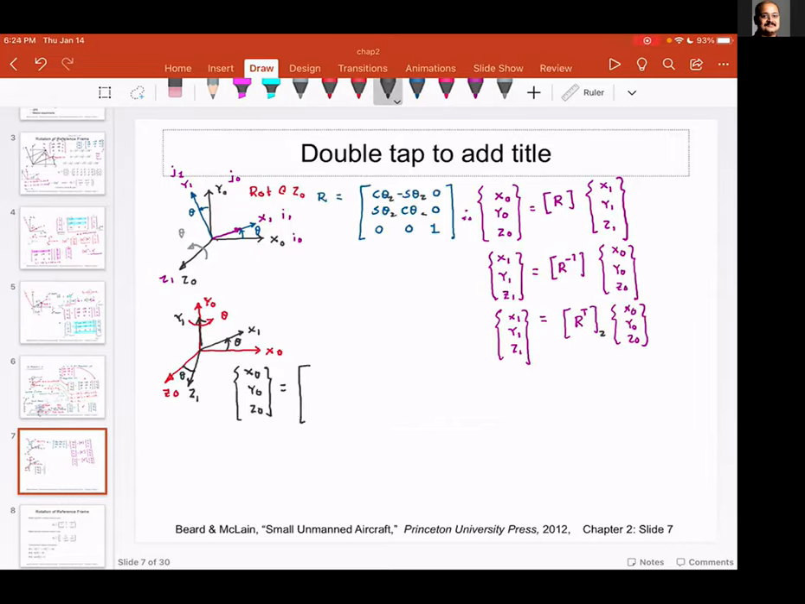And we derived this: cosine theta, 0, sine theta; 0, 1, 0; and you have a negative sine theta, 0, cosine theta, times x1, y1, z1. This is the rotation about y naught.